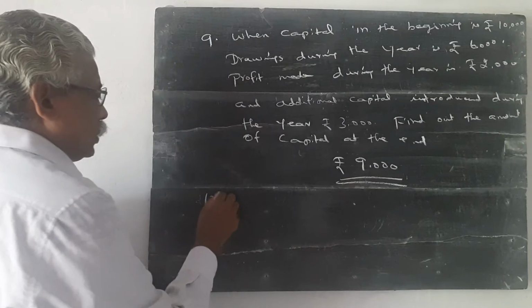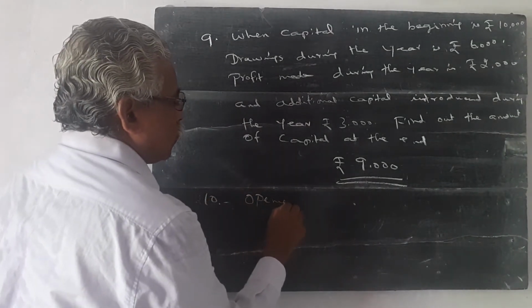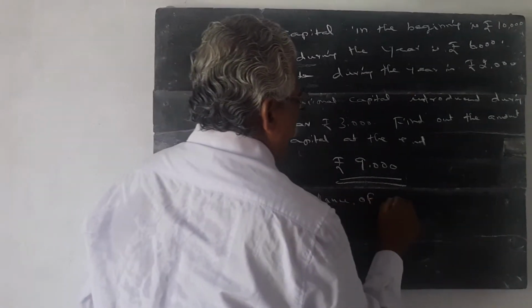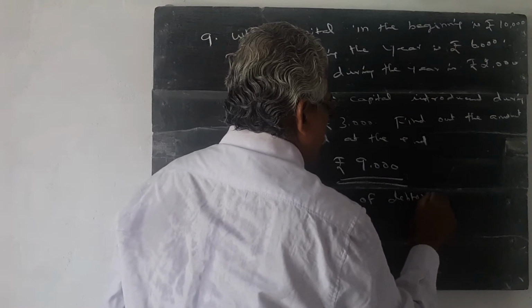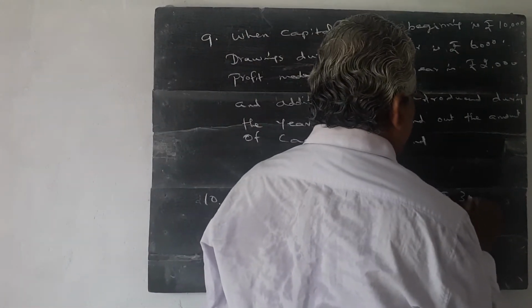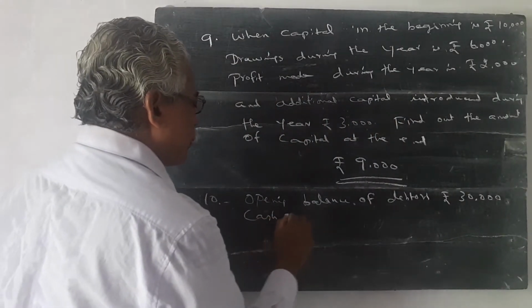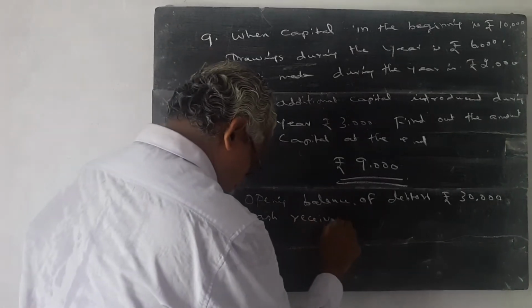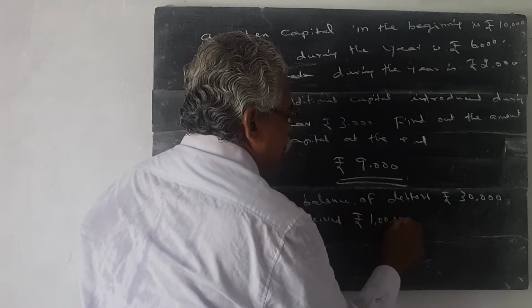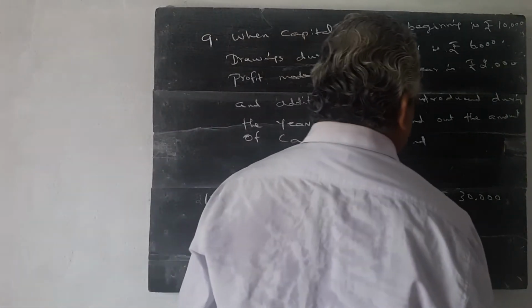Then last question. Opening balance of debtors rupees 30,000. Cash received rupees 1 lakh. Credit sales 90,000.